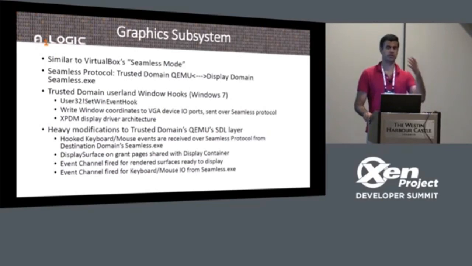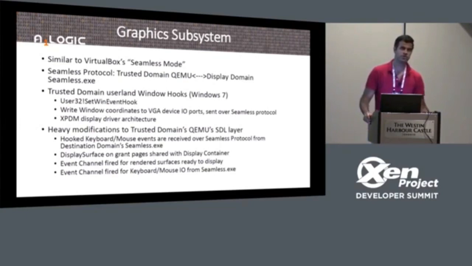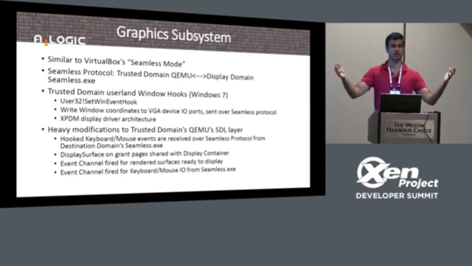Similarly, we have the exact opposite but flipped. We have to share the graphical output from the trusted domain. So what we do is we allocate grant pages, and we use those grant pages as the display surface. So in QEMU, you have a display surface that is rendered to, where the scan lines are drawn. So we do that on a large amount of grant pages, and we fire an event every time the rendering is completed.